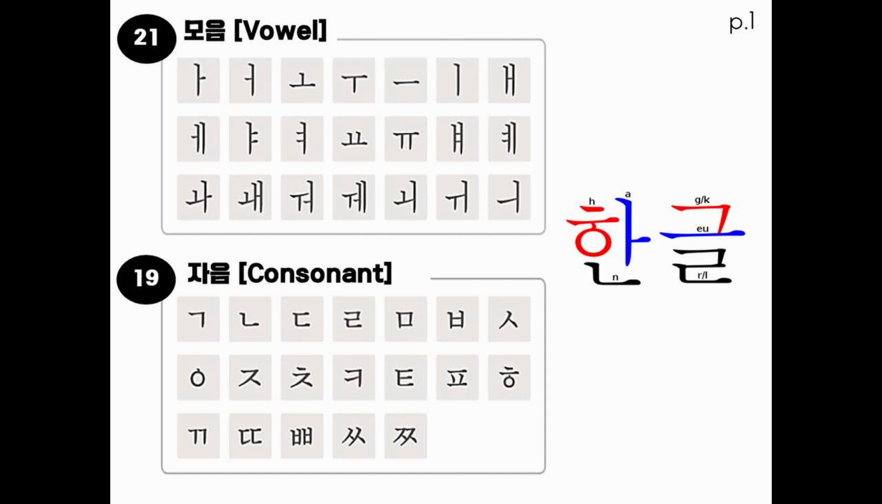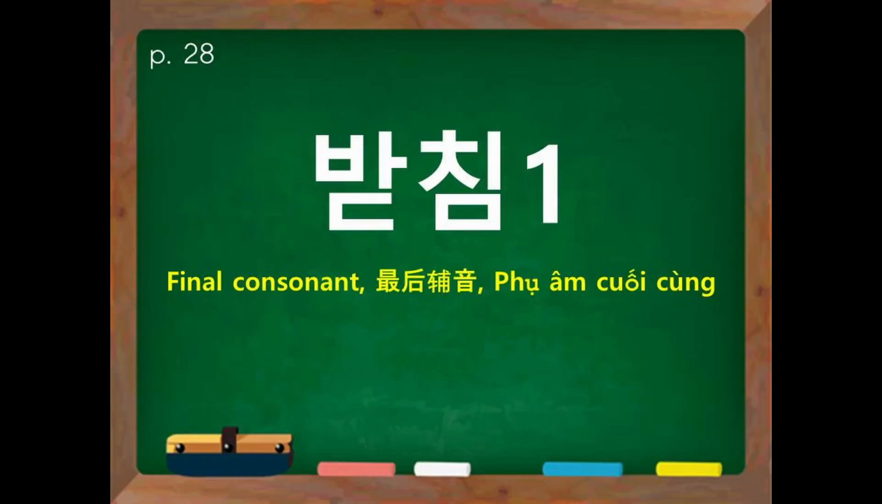Until the last lesson, we learned both consonants and vowels. Starting today, we will learn about final consonants, also called 받침 in Korean. So let's simply refer to final consonants as 받침. Okay, 받침. Then we wonder, what is 받침?